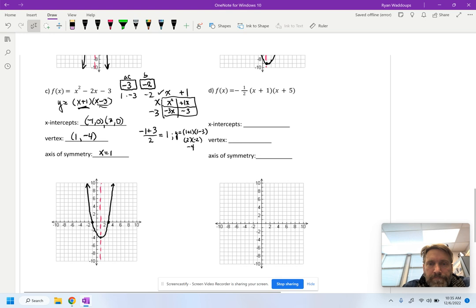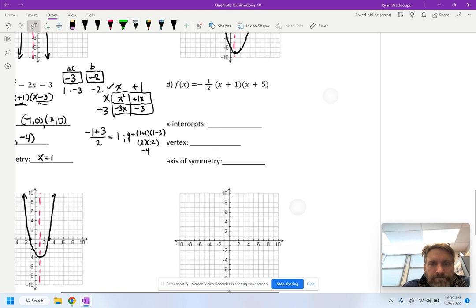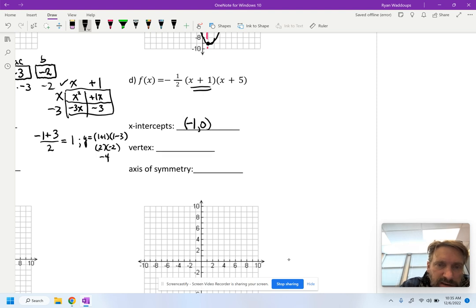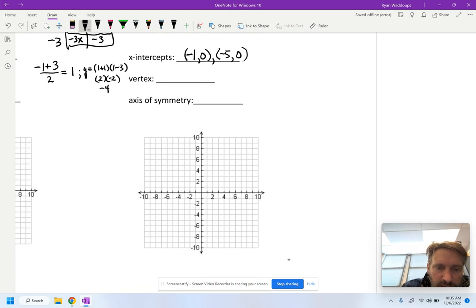And then D. So for D, it's already factored, so that's nice. So we can jump right to our x-intercepts, which are negative 1, comma 0. That's negative 1 would go in here for x, and that's what would make this 0. And here it would be negative 5, comma 0. So those are the x-intercepts, and I can graph those, negative 1 and negative 5.